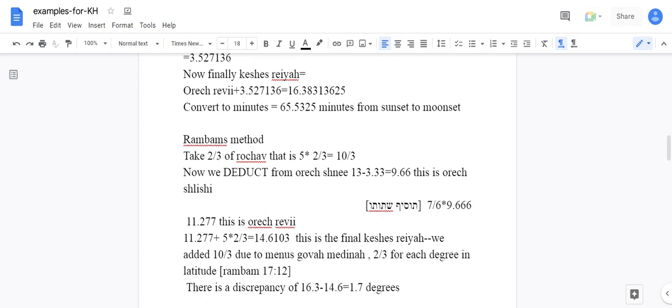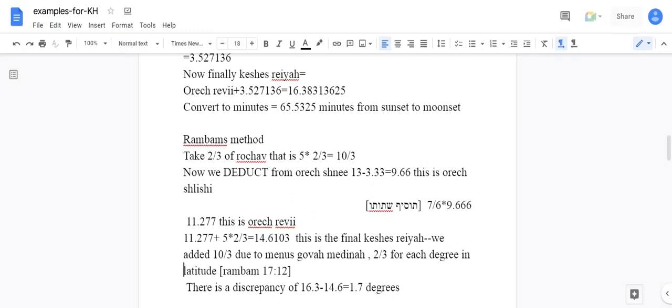That's where the moon is. You deduct 2/3 of 5, that's you deduct 10/3. So 9.66 is the Orach Shlishi. The Rambam says for the Orach Revi, again you have to know which part of the ecliptic you're dealing with. The Rambam gives you all kinds of areas, and he says for this area of Taleh, you add a sixth, so you make 7/6 times 9.66.